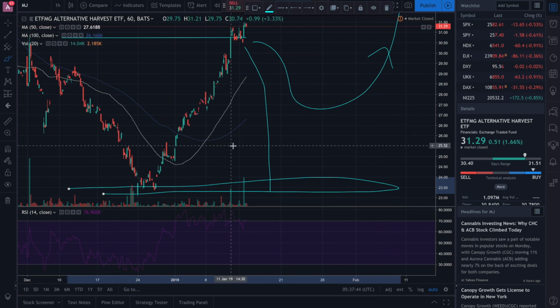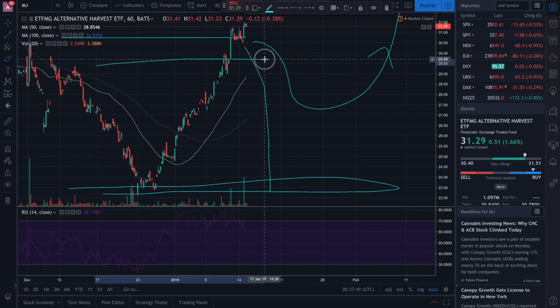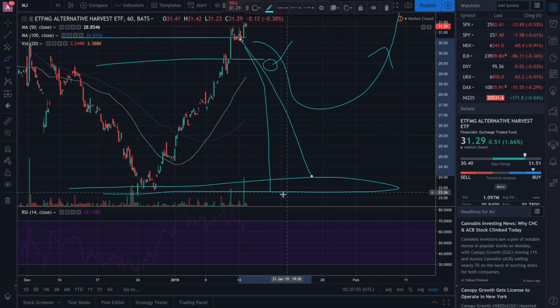So the next key line we're looking for is either going to be a pullback right around here somewhere, and the stock will likely push itself back up around here, or the stock will fall and it will continue to fall as soon as it breaks this support line that's acting as its major support right now.